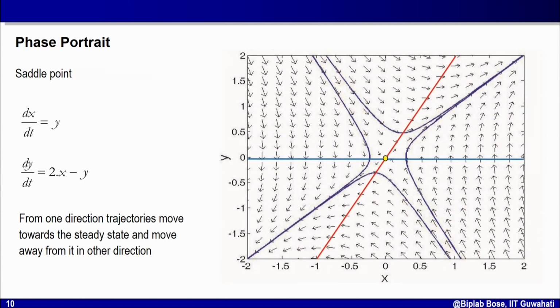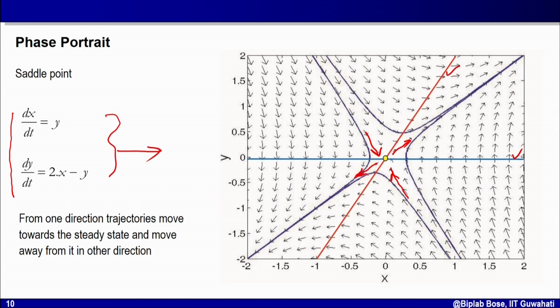Let us look into a few more examples. Here comes the saddle point. This system of ODE, that is dx/dt equal to y and dy/dt equal to 2x minus y, gives rise to this phase portrait. Again, these two colored lines are null lines, and these arrows here represent the slope dy/dx. And as you can see, there are two paths through which you can actually reach towards the 0, 0 steady state position, whereas there are other paths which diverge away from it.